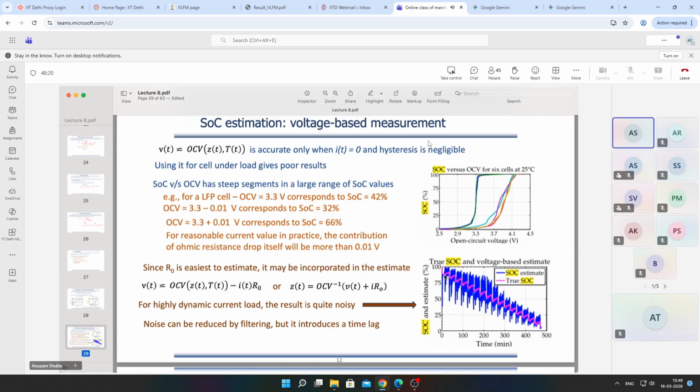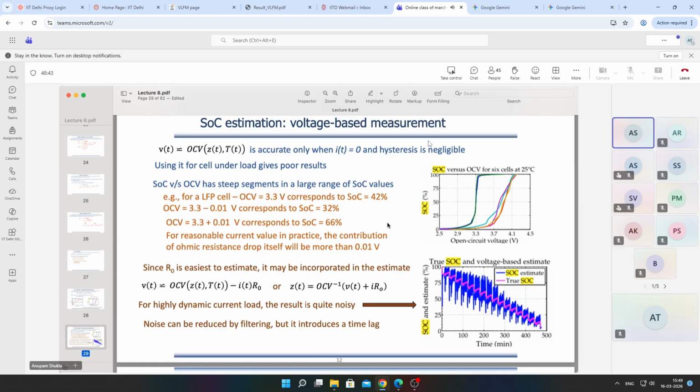Okay. But the problem with doing this low pass filtering is that it introduces a time lag. What is meant by that is it will give you an SOC value at 100 seconds, something which was at, let's say, 95 or 90 seconds, because that is what is meant by time lag. Every time we do a filtering, it will introduce a time lag.